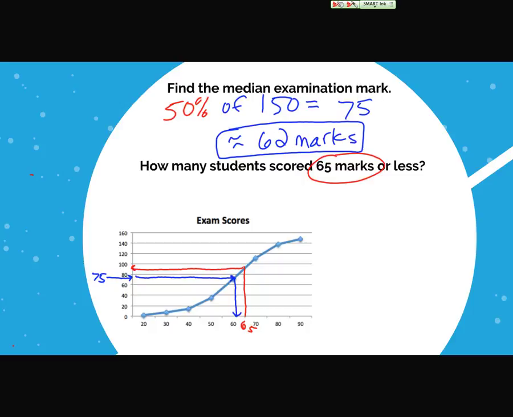So where would we say that's about? About how many students scored 65 marks or less? Where do we think this is about? It's between 80 and 100, close to the middle. About 90. So about 90 students. About 90 students got 65 marks or fewer.